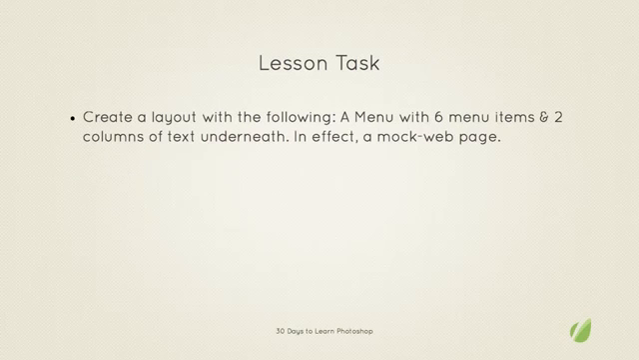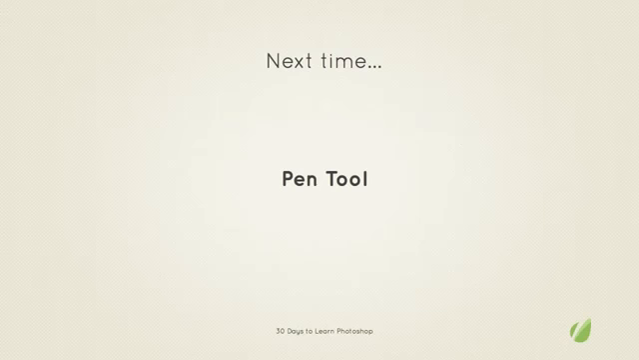Now, your task for this lesson is to create a layout with the following: a menu with 6 menu items, so using a free-flowing text layer will be useful for that, and then 2 columns of text underneath, so you'd use the paragraph for that. And really what you're doing is making a very, very simple mock web page.